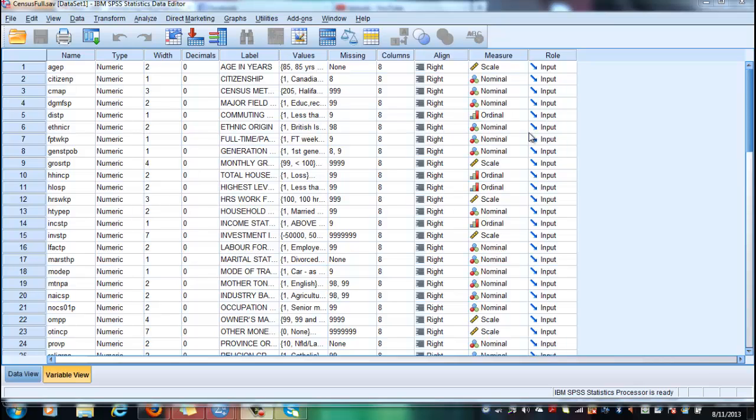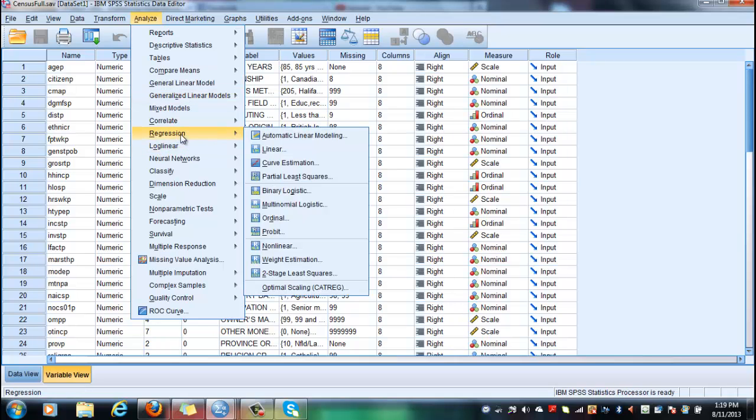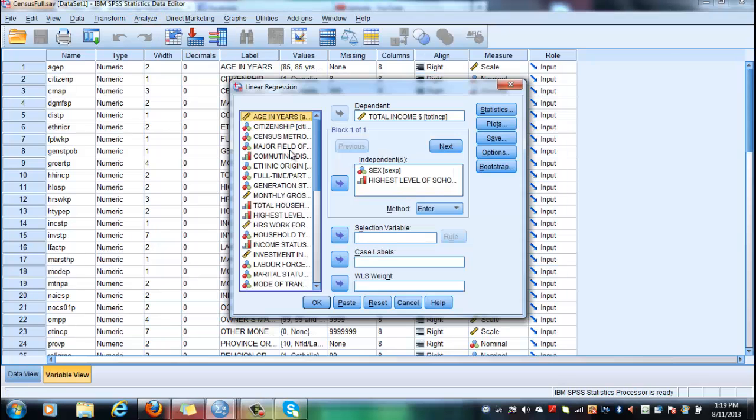Let us carry out a regression analysis. Analyze, regression, and linear. This is where you will find a regression. And let's click on linear. And as you can see, we'll carry out the same regression analysis we did in class.